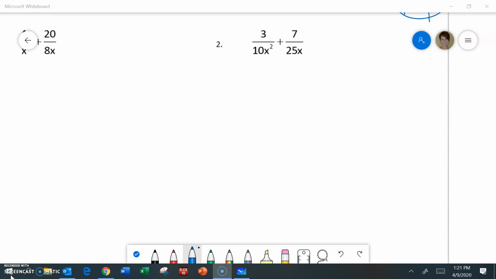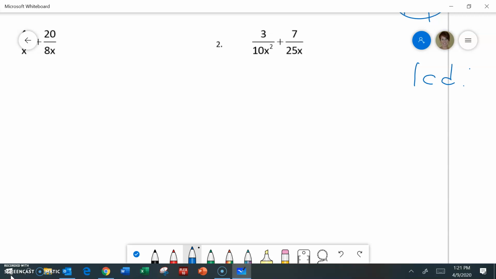All right, so let's go on to example 2. And once again, we do not have a common denominator. So once again, we want to look for our least common denominator. So I kind of look, even though 10x squared and 25x are monomials, I kind of look at the coefficient, the 10 and the 25, a little separately.